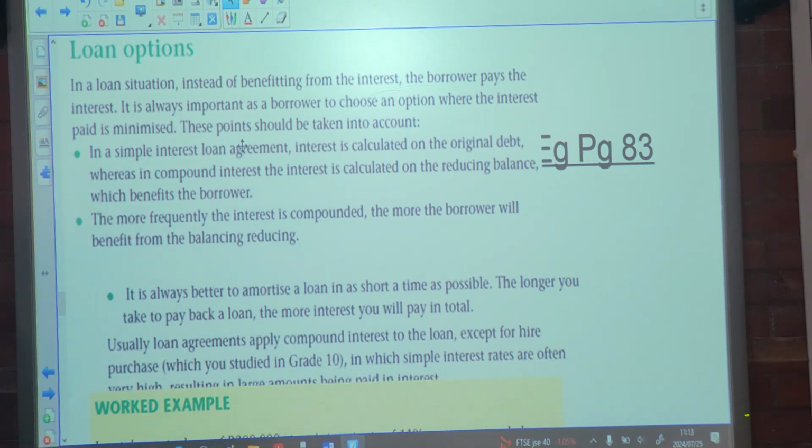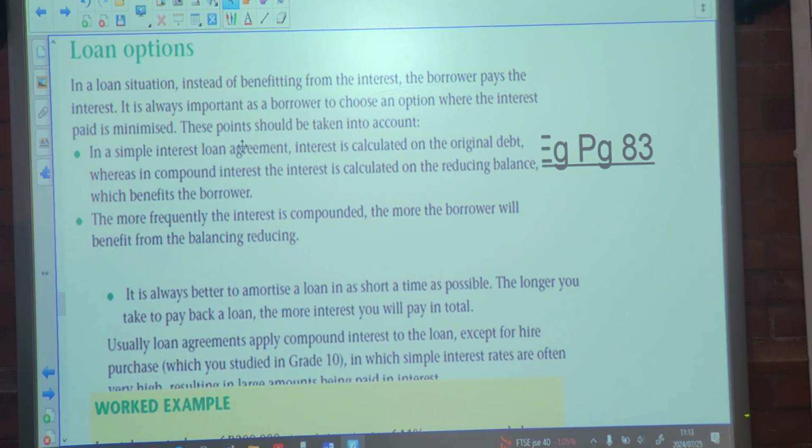In a loan situation, instead of benefiting from the interest, the borrower pays the interest. So when you go to a bank and you make a loan, you pay interest to the bank. Okay. It's always important as a borrower to choose an option where the interest paid is minimized. As you said earlier on, if it's a loan, we want to pay less. If it's an investment, we want a better return. Okay. These options should be taken into account.